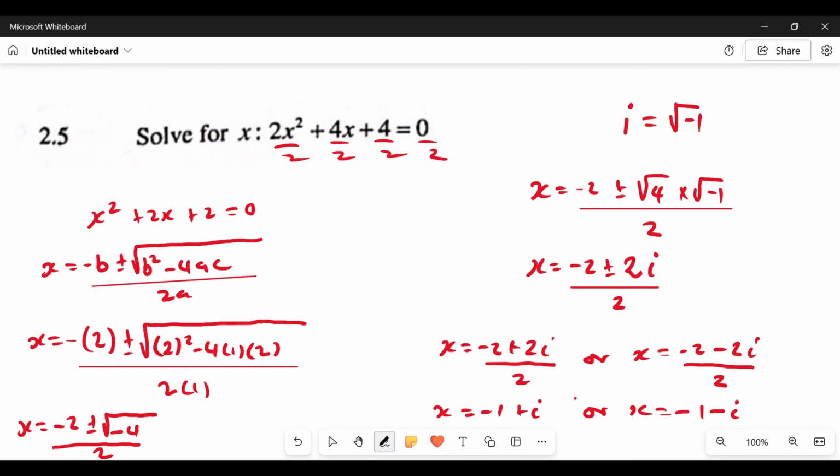Guys, this is how you solve this one. Remember, if you use a calculator, it's going to give you an error here. This basically means that you must not use a calculator here. Rather do it manually so that you can have negative 4 under the square root. If you use a calculator, it's going to give you an error. So the trick here was for you to be able to identify that this is actually complex numbers.